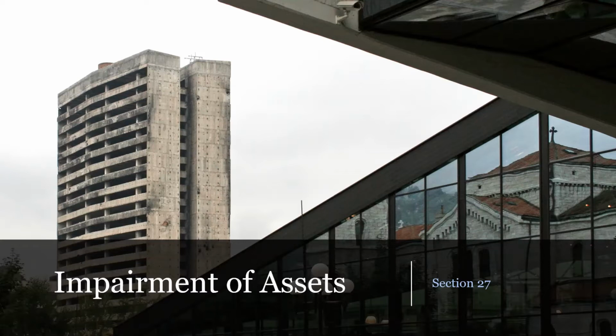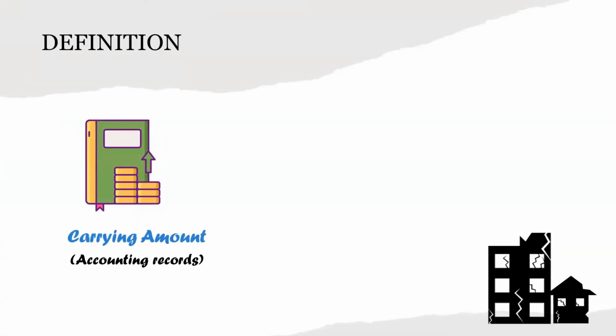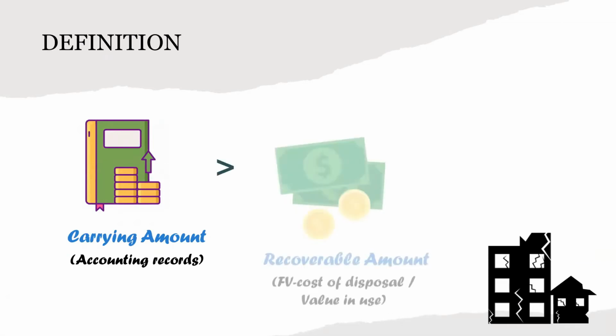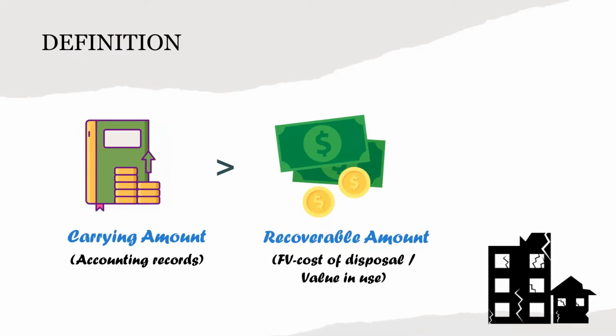So what should we do when we think the value of our assets went down? And how do you determine it? Let's define first how we can say that our assets are impaired. If the carrying amount, or the accounting records, is greater than the recoverable amount. The recoverable amount is the fair value less cost of disposal or the value in use, whichever is higher.